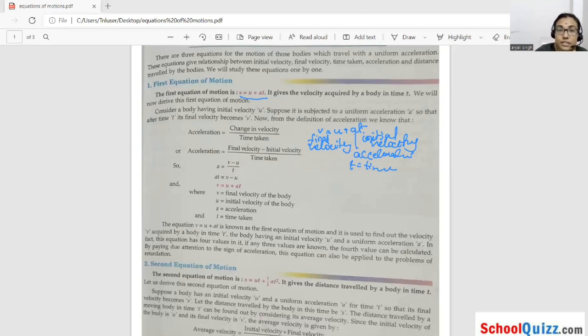First, I'll erase it. If you want to note down, please stop the screen and note down.